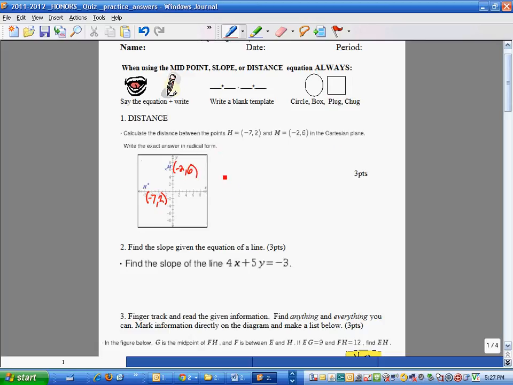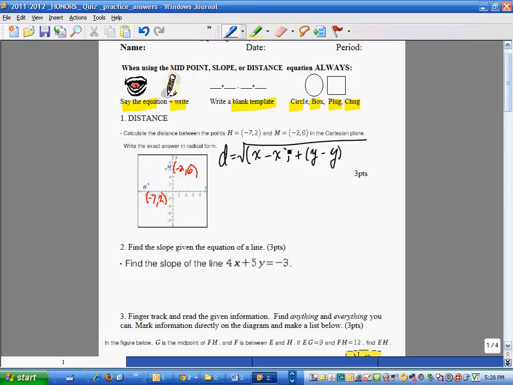When using the slope, midpoint, or distance, it's recommended that you follow these 4 steps. 1, say the equation and then write it out. Then write what's called a blank template, circle box, plug, chug. Step number 1, the distance equation is a giant square root, subtract the x's squared, plus subtract the y's squared.